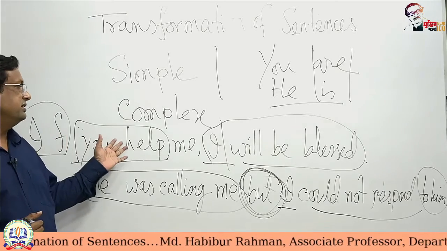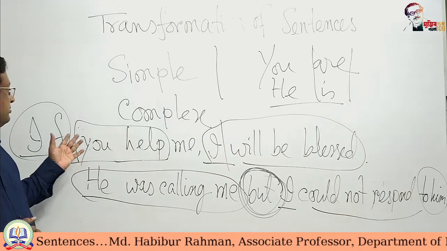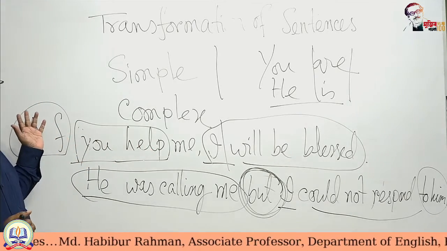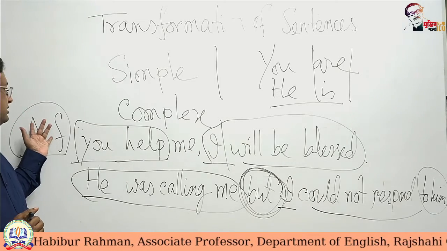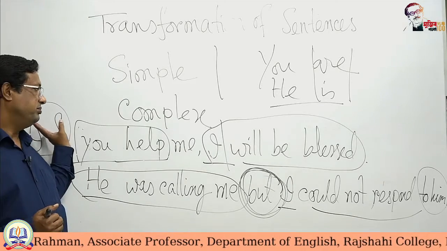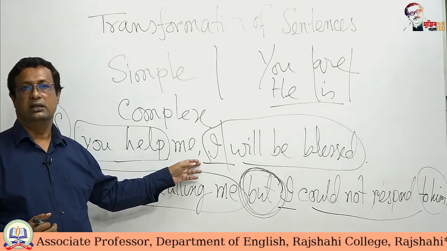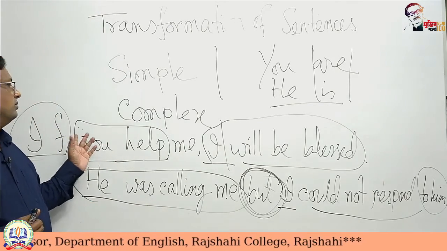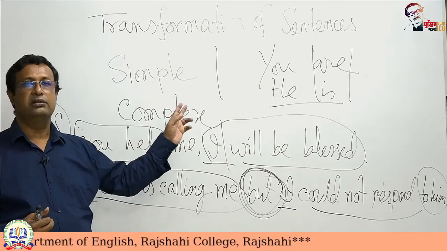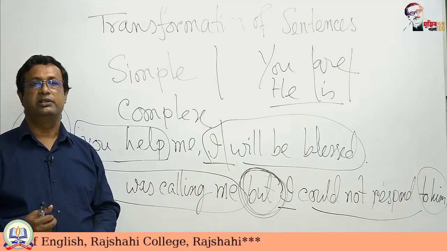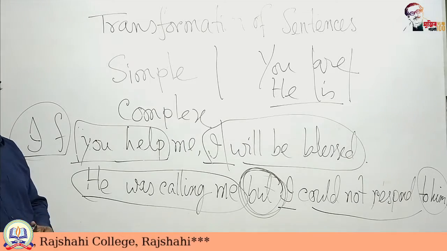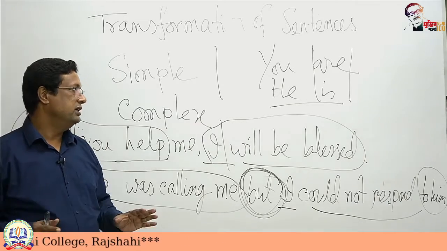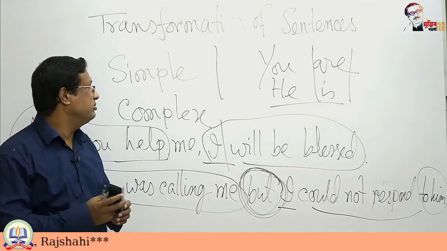But in a complex sentence, the conjunctions come either at the initial stage, that is the opening part, or in the middle. But in a complex sentence, one clause must depend on another clause for its full meaning. I hope you have understood. And what happens in a simple sentence?